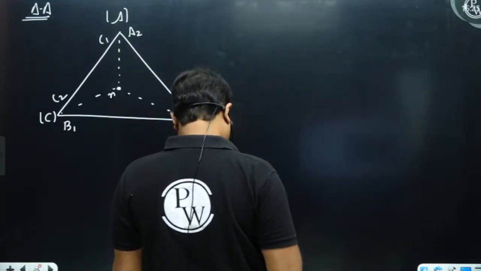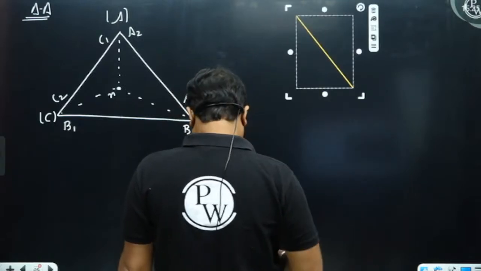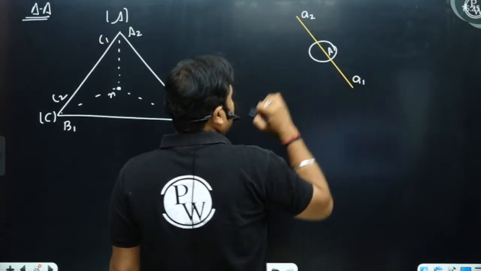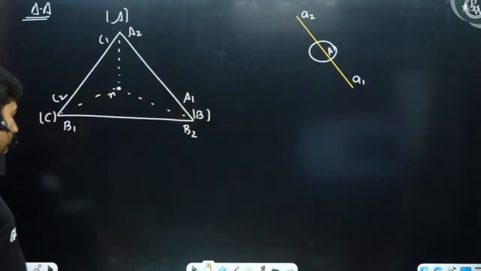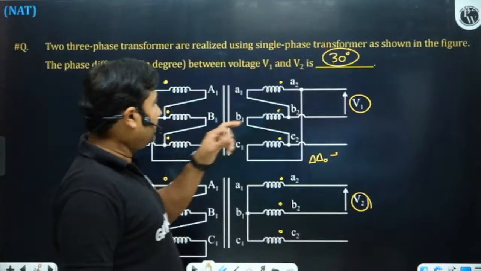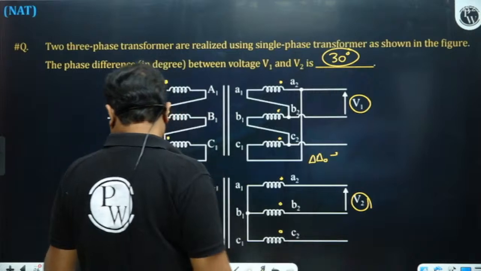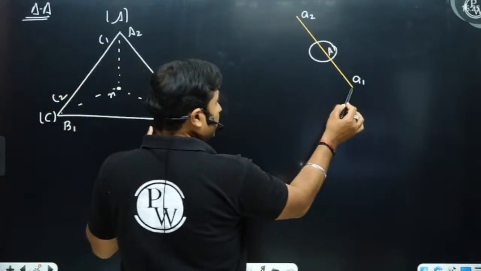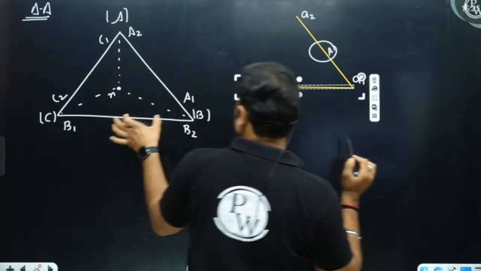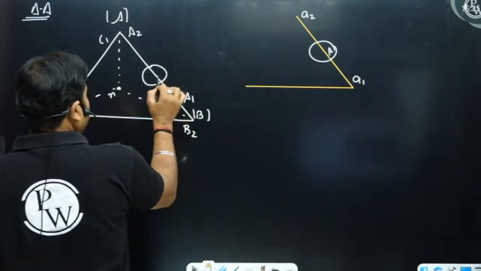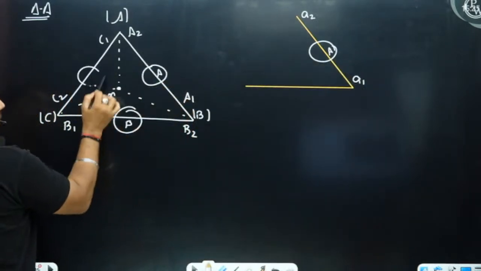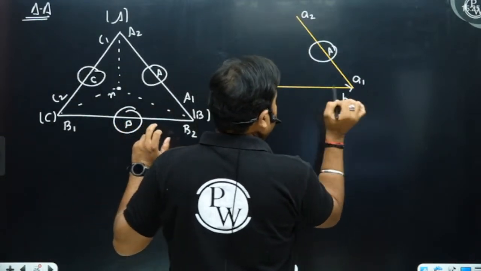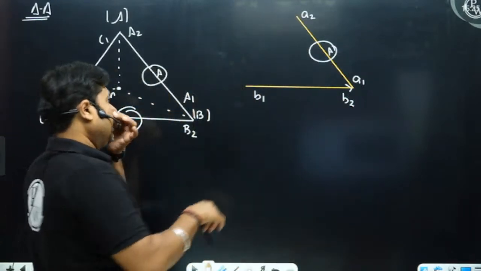A2 A1 must be in parallel with A2 A1. So LV side A2 A1 must be in phase with A2 A1. So make a parallel line of A2 A1. Okay. Now observe, A1 is connected with B2. So we need to connect A1 with B2, and when you connect A1 with B2, your B2 B1 must be parallel with B phase. Okay. So when we draw a line, this one, then only it looks parallel to this one.